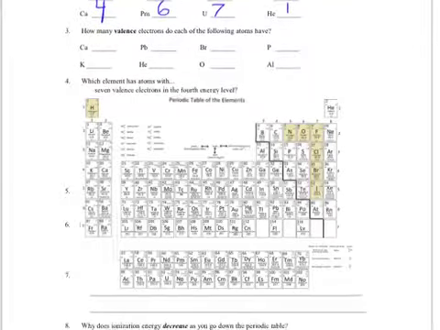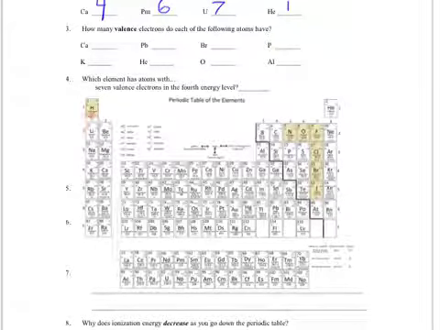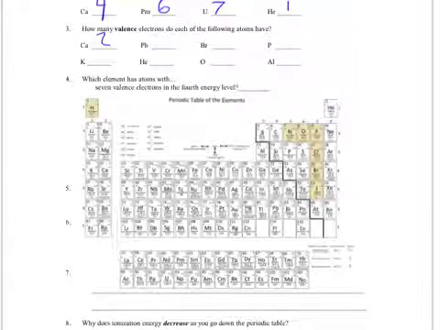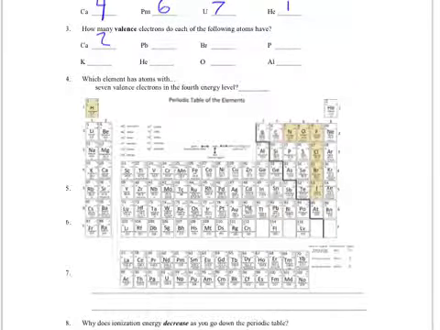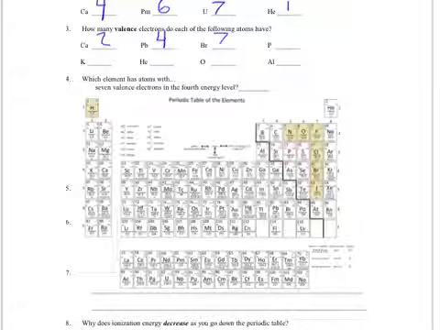Alright, now let's try number 3. How many valence electrons do each of the following have? We're not looking at the same elements, but how many valence electrons do they have? Alright, we'll start with calcium. Calcium has 2. The column numbers tell me 1, 2, 3, 4, 5, 6, 7, and 8. So calcium has 2. Then we're going to go over here to lead. Here's lead. Lead has 4 valence electrons. We're coming over here and find bromine. Bromine's here, and it's got 7 valence electrons. And then we have phosphorus, which is right here, and it has 5 valence electrons.